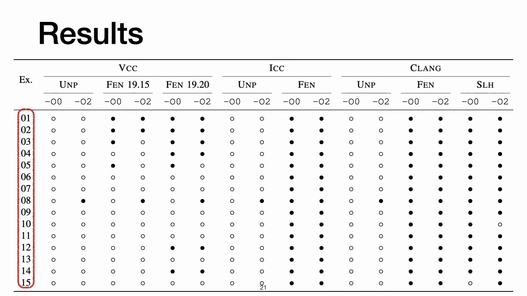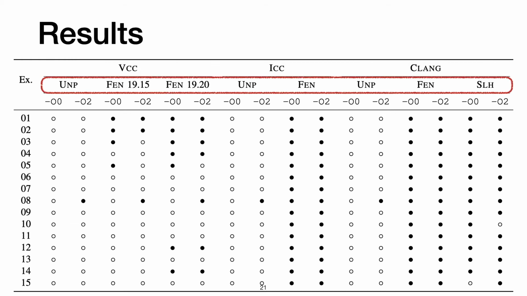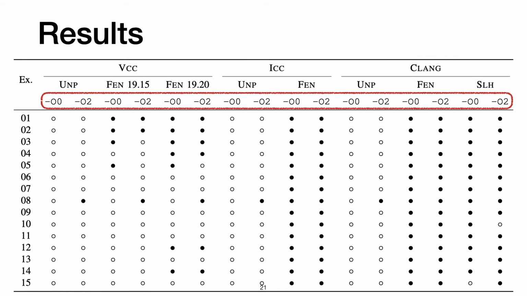This table illustrates the results. On the left, we have the 15 programs. On the top, we have the three compilers. VCC stands for the Microsoft compiler, ICC is the Intel compiler, and Clang is obviously the Clang compiler. We compiled the programs without countermeasures, with the automated insertion of fences, and for the Clang compiler with a countermeasure called speculative load hardening. And we also used two different optimization levels. So overall, we have 240 small programs.